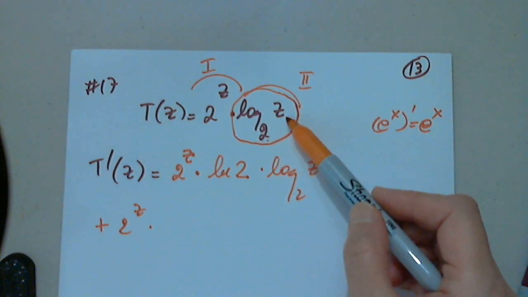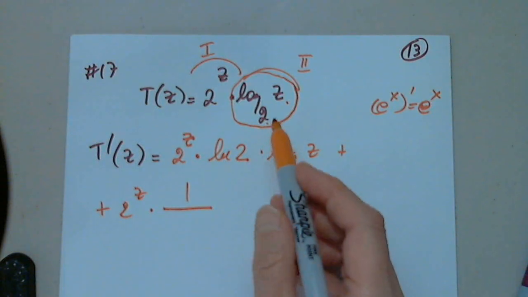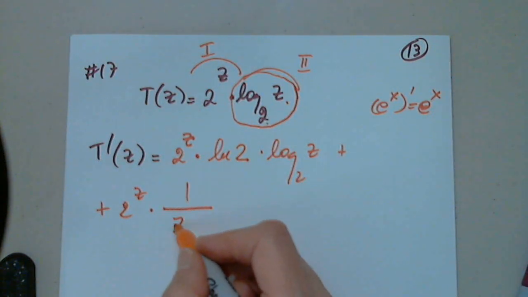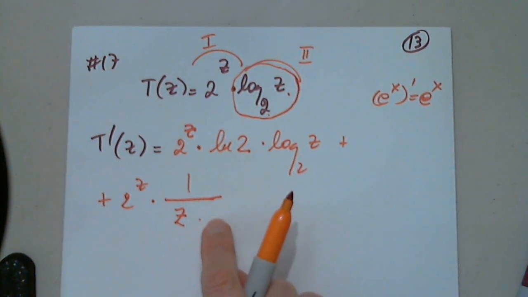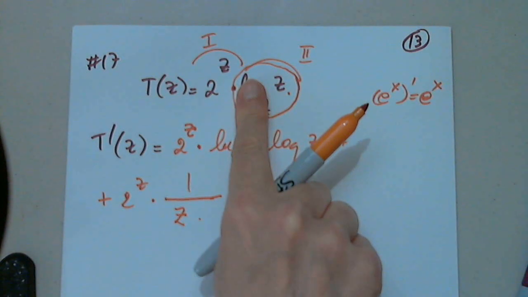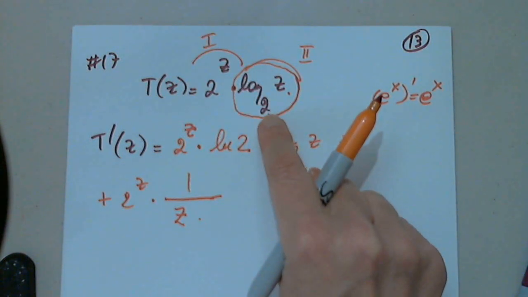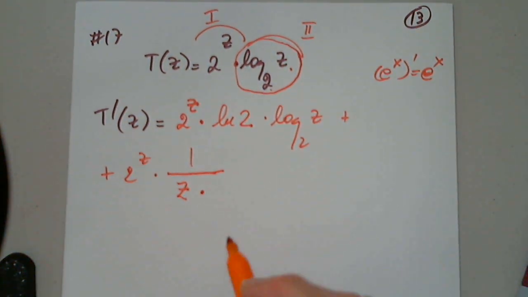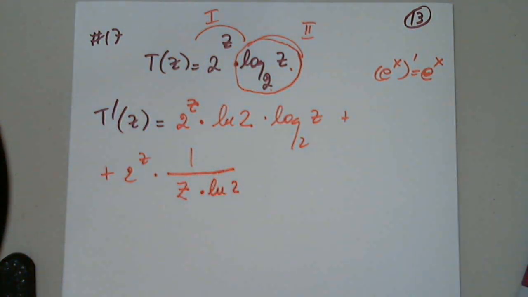Log base 2 of z. This will be 1 over z, but I'm missing something. If it's natural log z, it's just 1 over z, but it's base 2, so 1 over z times ln 2. That's it. You can leave it alone. You can factor out 2 to z, but there is no point.